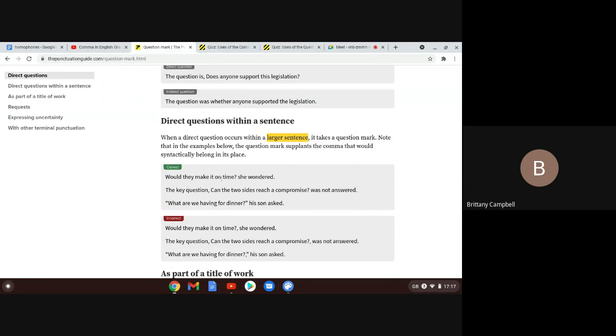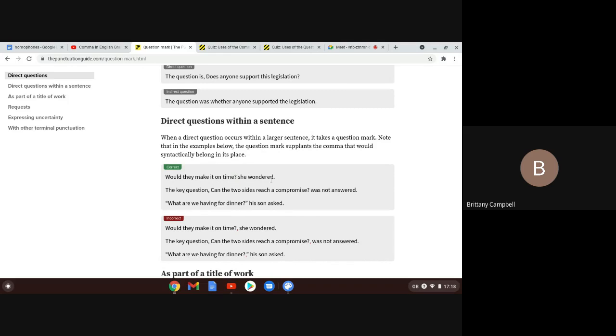Would they make it on time? And here you realize that they're using the question mark because what? Beautiful. It is a direct question. You want to find out something, hence you're asking, right? So the sole purpose is to find out something. So when you want to find out, at the end of you asking rather, that is where you put the question mark.